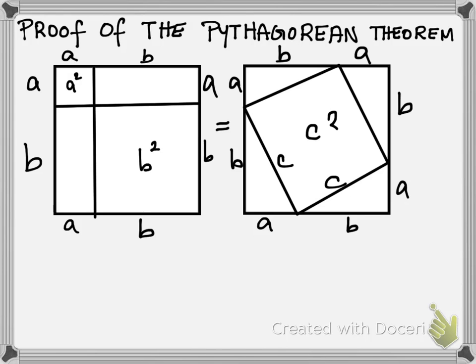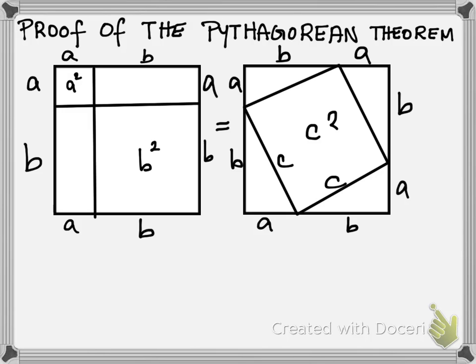Now remember, these two bigger squares on the left and on the right of the equal sign have the same area because they have the same side length, a plus b. So if I take away anything from the left side, I have to take away the same amount from the right side for the equality to stay true.